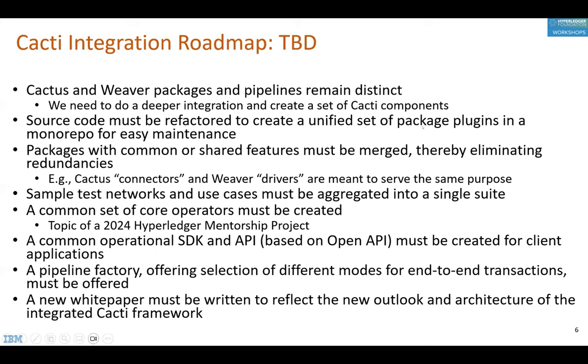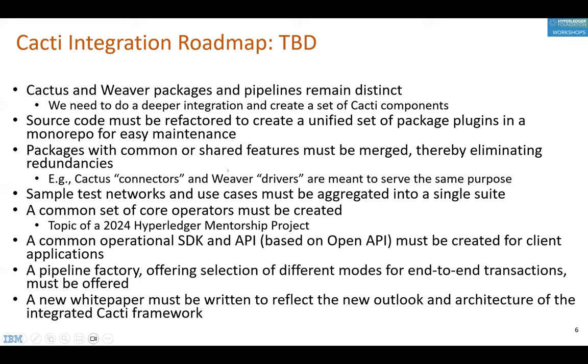We do need to do some source code refactoring. Some of these are easy to do, and we will be doing many of these tasks sometime this year. We're going to be creating a unified set of package plugins offered in a mono repo, which is how, if you go to the Cacti repository, you will see a folder called packages. There you have a set of packages that offer various different things, and when you build a pipeline, you're supposed to select suitably from those packages. That allows you to carry out a transaction between two different networks, for example. So what we need to do is import all the Weaver packages or modules into those packages, and that's relatively easy to do. Some of these are a little more challenging, like the core operators module I just mentioned. That's why we have a mentorship project for that. We'll be working with somebody for, I guess, most of the rest of the year to get that done.